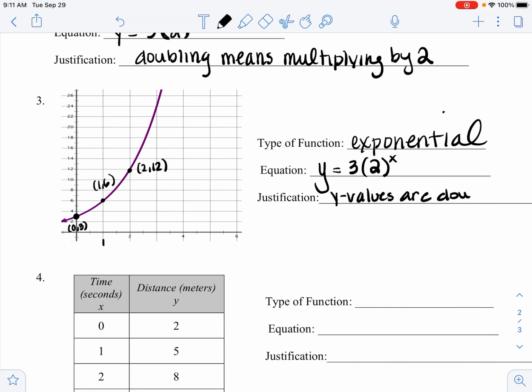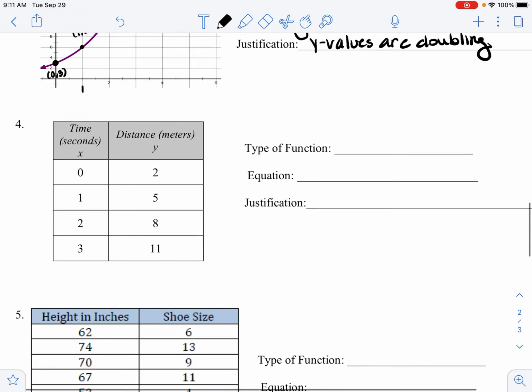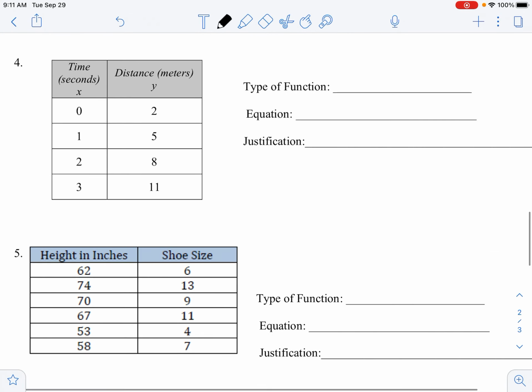Which means times 2, right? Okay, let's look at the next one.